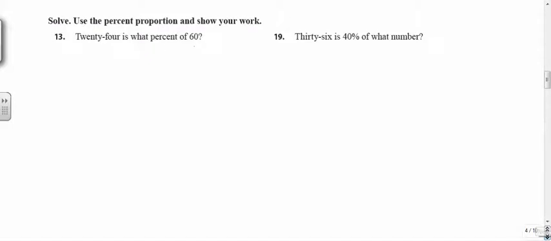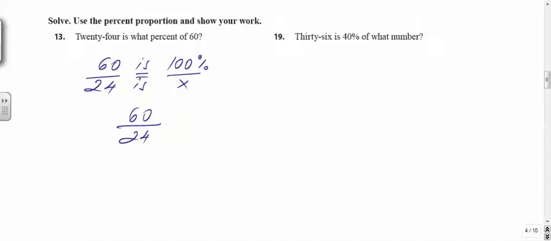Okay, how about this type of problems? 24 is what percent of 60? Well, there are many ways. One way would be to say 60 is 100%. Well, 24 is x percent, right? And this is your proportion: 60 over 24 equals 100 over x.